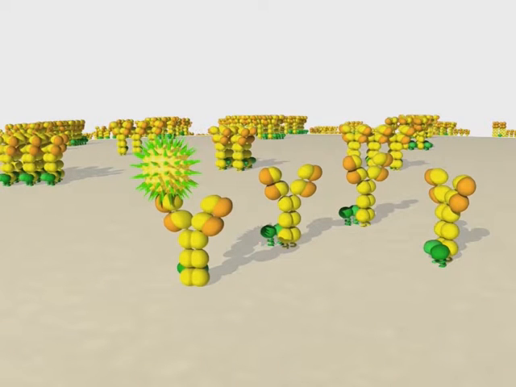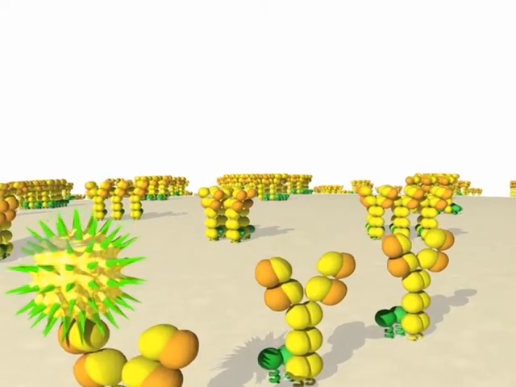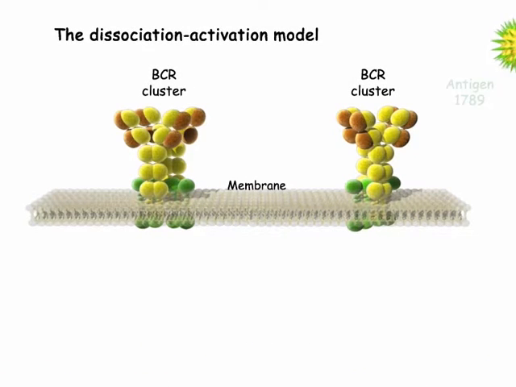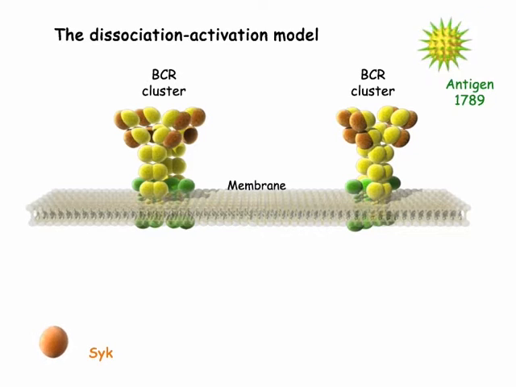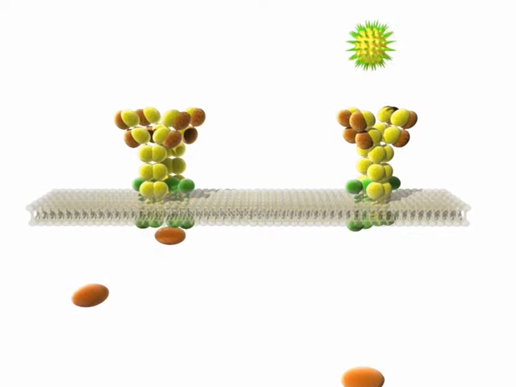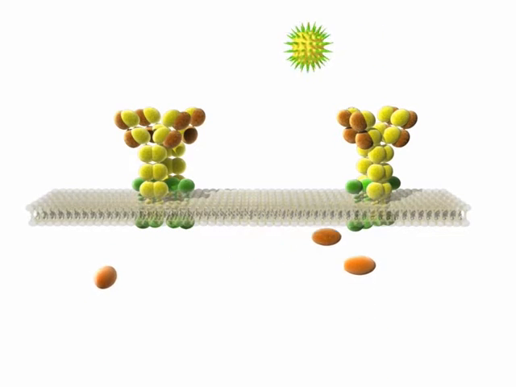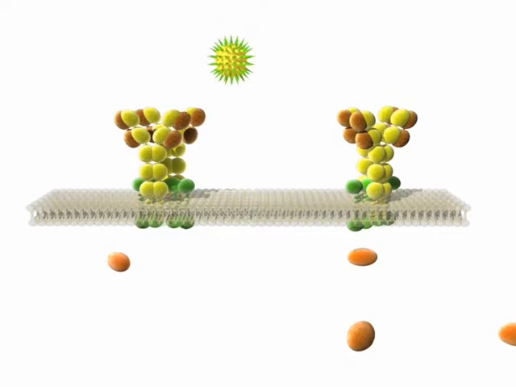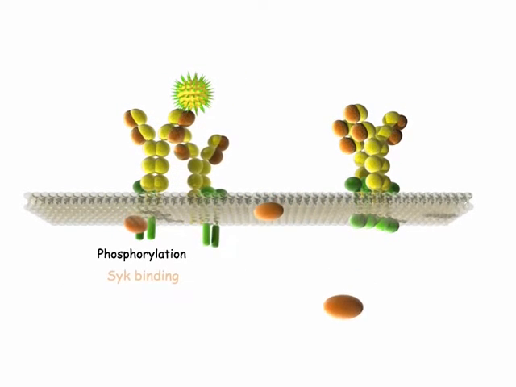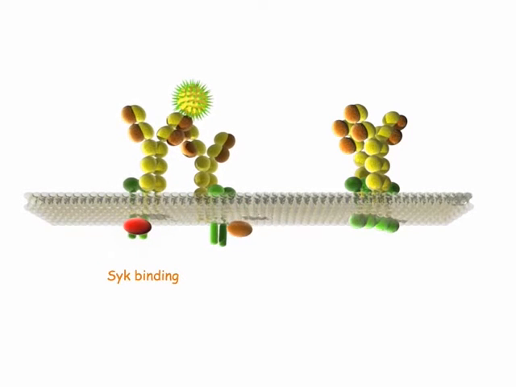But how is the signal of an antigen binding to the receptor transmitted inside the cell? Let's have a closer look at the process of activation. To transmit a signal, the BCR interacts with the protein spleen tyrosine kinase, SYK, located inside the B cell. This kinase cannot phosphorylate and bind the closed receptor group. Only once the antigen opens the BCR oligomer can SYK phosphorylate and bind the tails of the BCR signaling subunits.